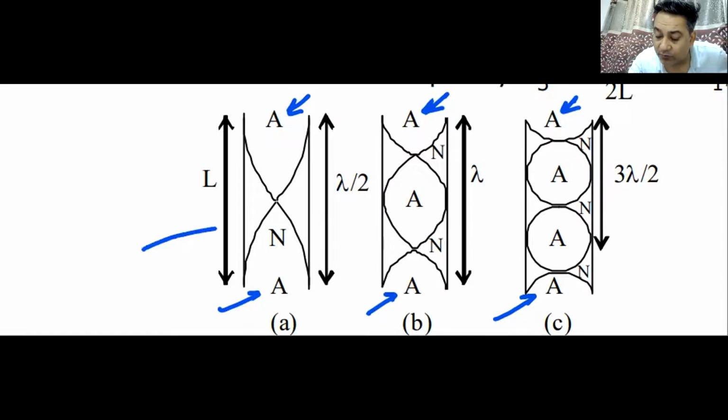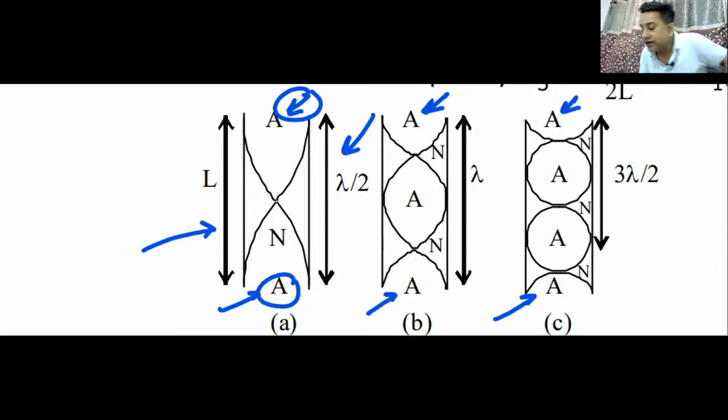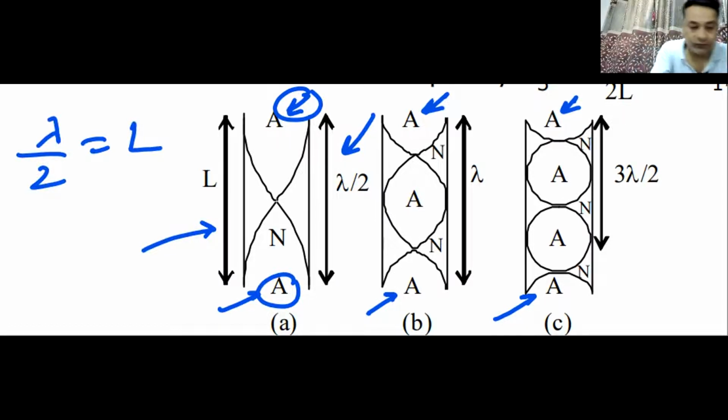Remember, this is the open organ pipe. Yes or no? No or yes? I showed it to you just before the class. You have one antinode and one antinode. The distance between the two antinodes is lambda by 2. Lambda by 2 is equal to L. So your lambda becomes 2L. Do you recollect it now?